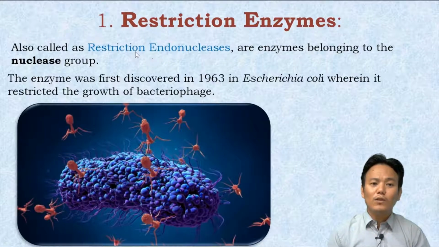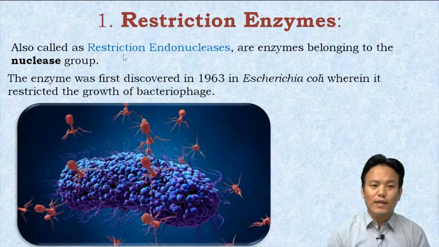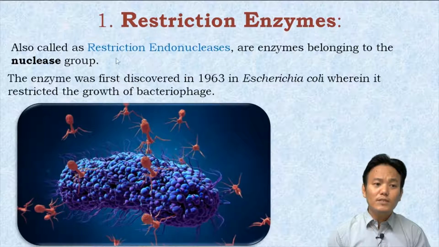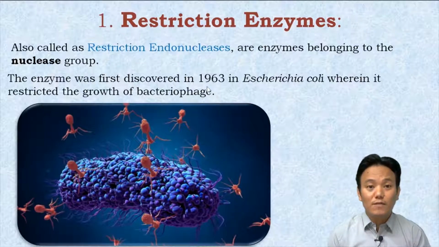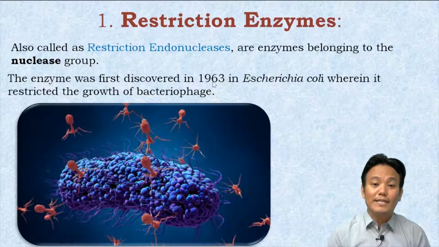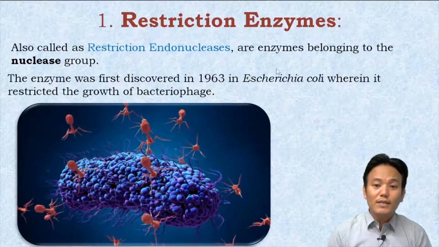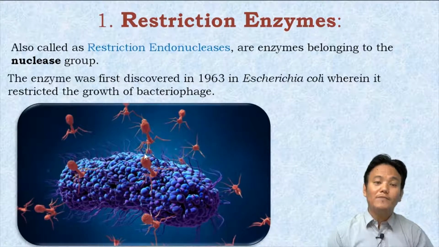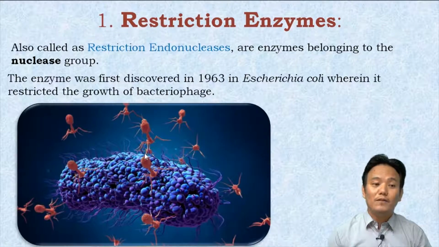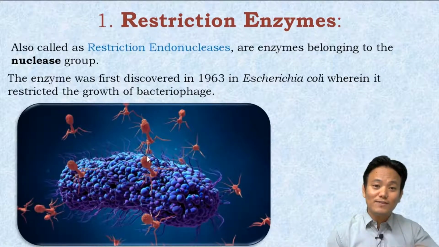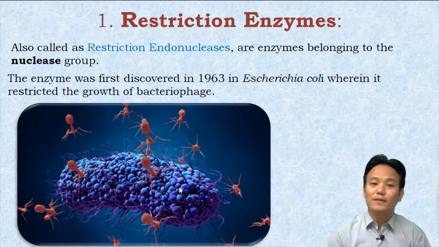So why is it called restriction endonucleases? Why this particular name, restriction? This is because the enzyme was first discovered in E. coli bacteria in 1963. Inside the E. coli bacteria, this particular enzyme, endonuclease, acts like the immune system of the bacteria. It restricts the growth of bacteriophage. When an E. coli gets attacked by these viruses, the virus injects its DNA inside the E. coli and thereby infects the bacteria and kills the bacteria.